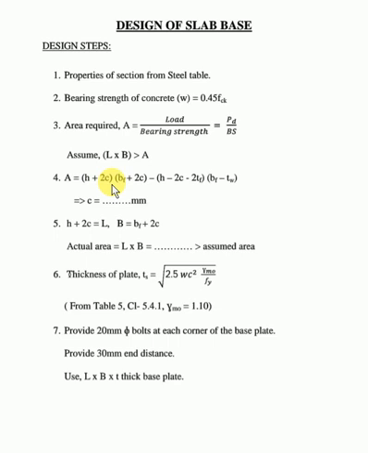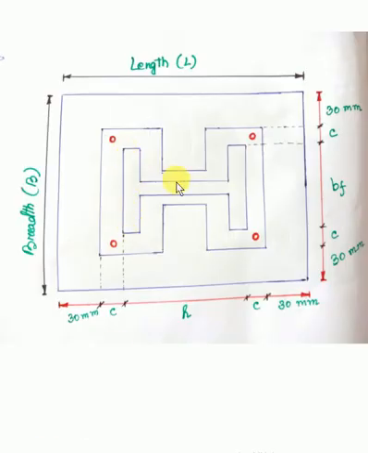So I'll show this with the help of a figure. This is the figure. See, this is our column, this is the base plate and this is our slab base. So this is the column, this is the height H and this is the breadth of the flange BF. Then this part is C. Similarly, this portion is C.